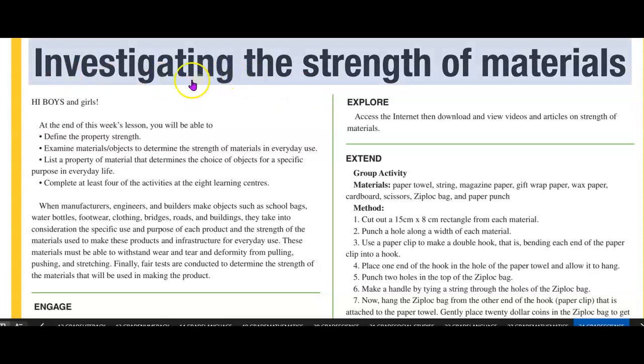In this episode, we are looking at investigating the strength of materials. Hi, boys and girls, at the end of this lesson, you'll be able to define the property strength.